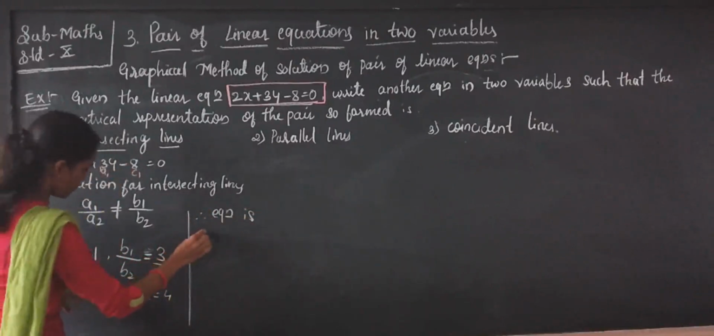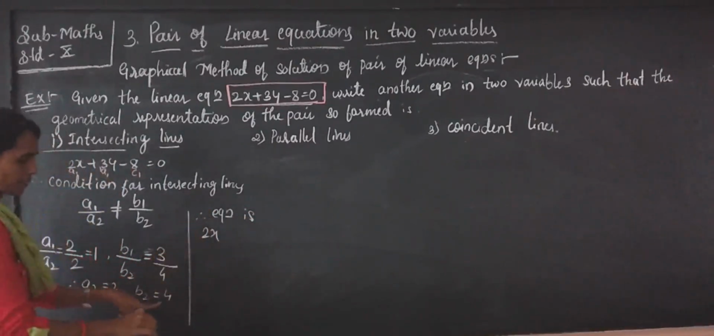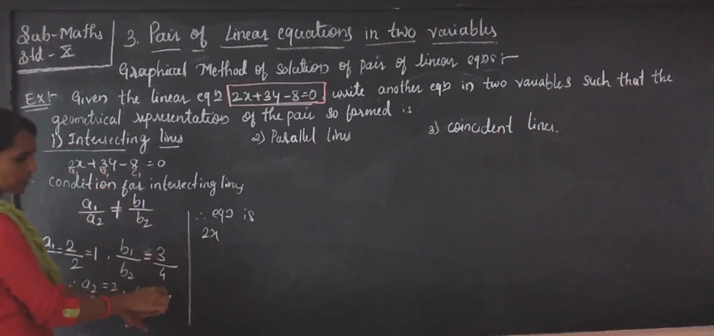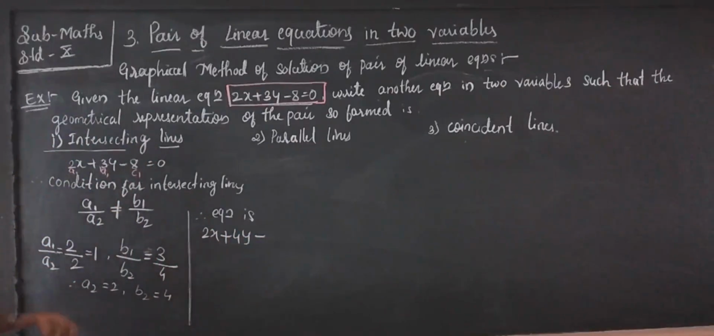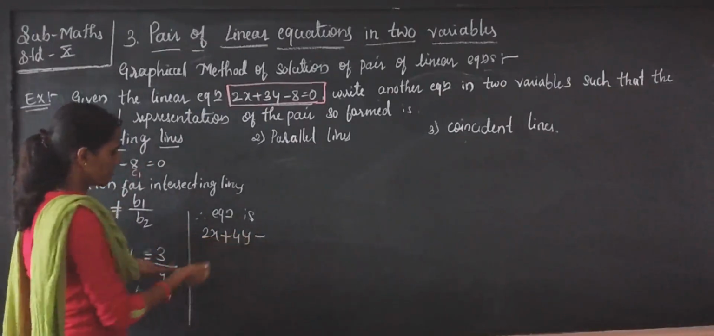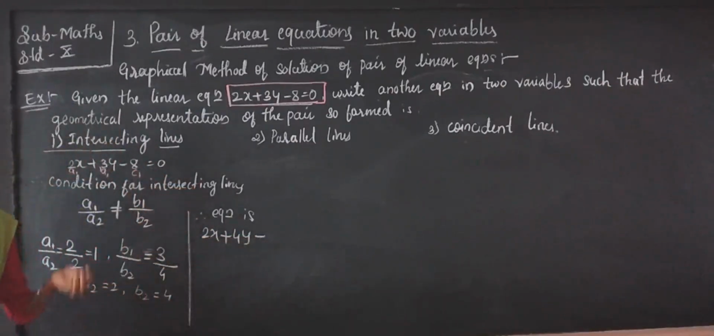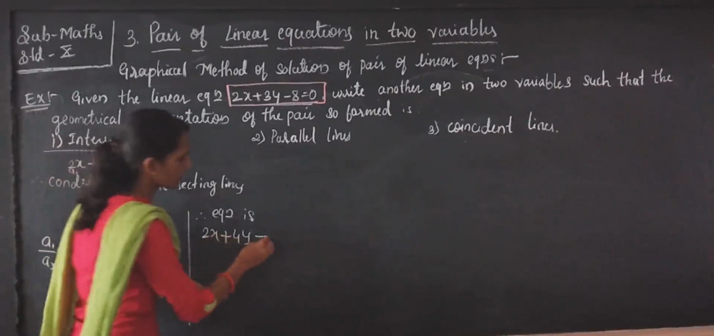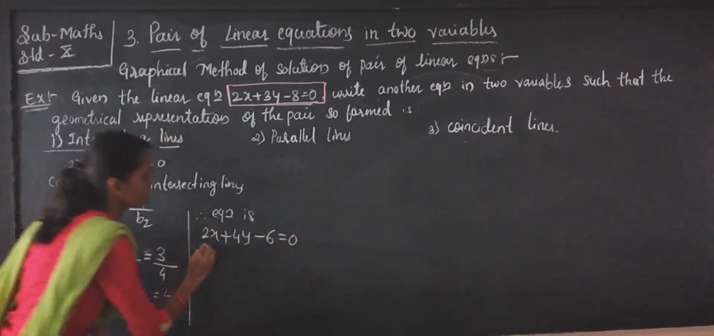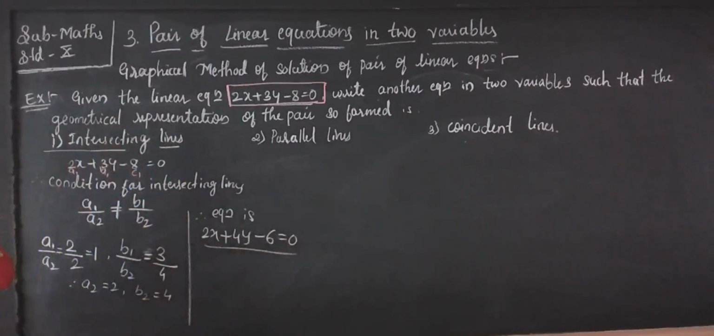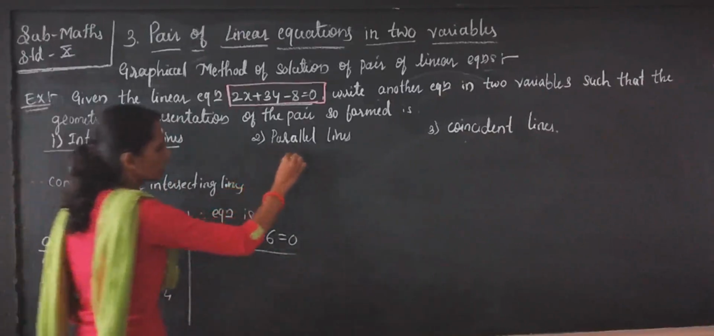What will it become? A2, that is 2x. Here plus 3 is there, so you have to take plus 4y. Minus 8 is there, and here you can take any number. There is no need for C1 by C2, it may be equal or not equal, there is no condition. First, A1 by A2 is not equal to B1 by B2, meaning 1 is not equal to 3 by 4, so you can take any other value, like 5, 6, 0. Therefore another required equation is 2x plus 4y minus 6. It depends on you.